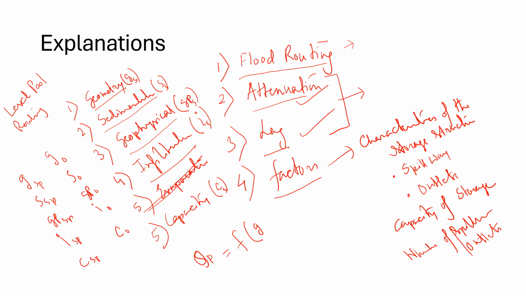And let me say the capacity, yes, capacity CS. And spillway capacity will be CSP. Outlet capacity will be CO. And the number of spillway, number of outlet, just multiply N for spillway, M for this outlet, indicating the number of spillway and number of outlets available. So this peak flow is actually the function of all these parameters.